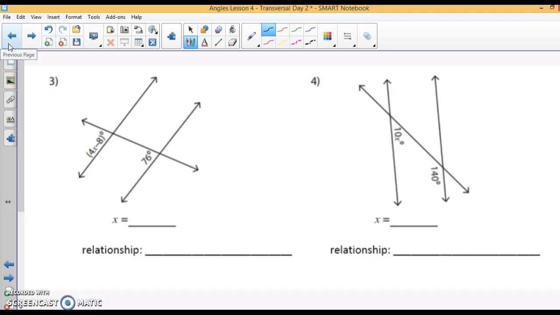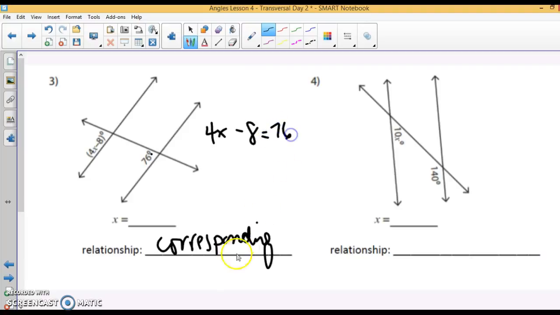Slide them into the same clump. Now, take a look at this one. Aren't these two angles in the same spot? So they are not complementary. They are corresponding angles. Same spot, different clump. What do we know about corresponding angles? We can slide them. They're the same. So 4x minus 8 equals 76. Add 8 to both sides, and I get 4x is 84. Divide by 4, x is 21.